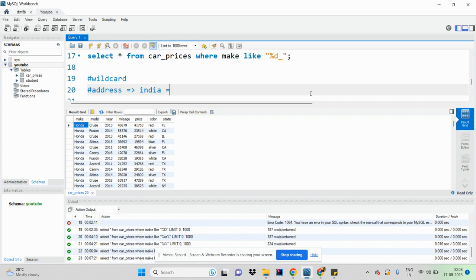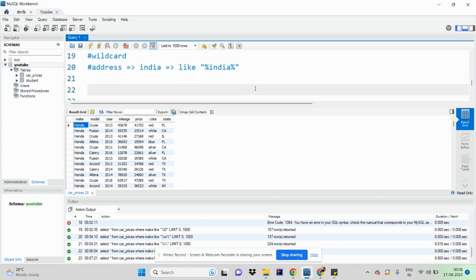So we can use a wildcard called like percentage India percentage. What is the meaning of it? Before India it can be anything, door number or anything. After India it can be anything, but if India is available in the address column, it will be taken out.